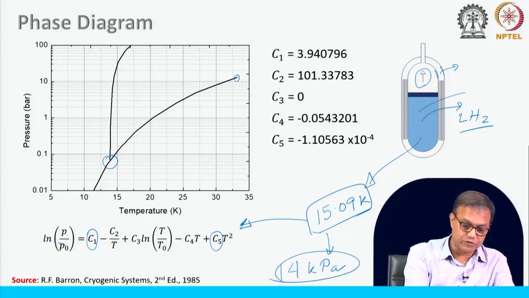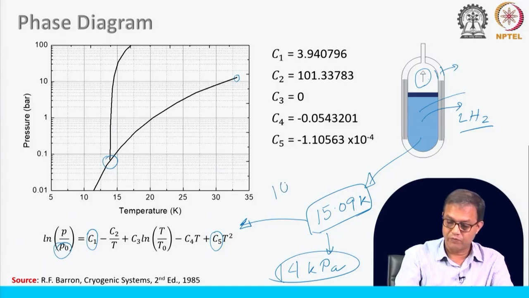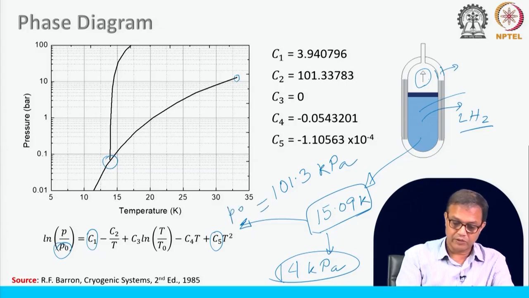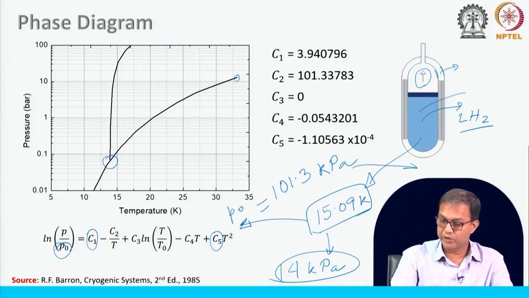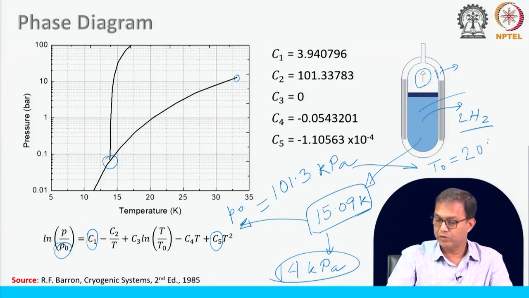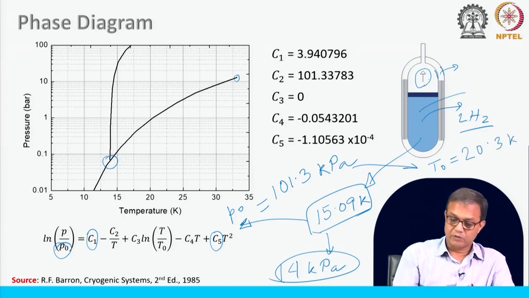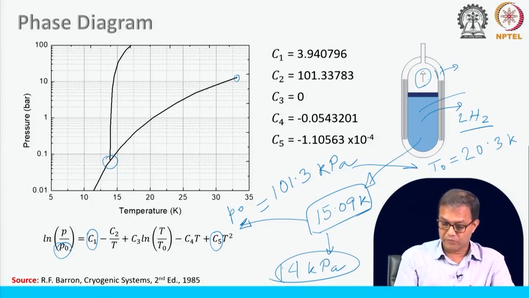Here, this P 0 is 101.3 kPa, that is the atmospheric pressure. And T 0 is the corresponding boiling point, which we have learned to be 20.3 Kelvin. So, if you apply these values in this equation, you will find the corresponding pressure comes to be P 0. So, this is about the phase diagram which we will use to determine the different phases in the coming lectures.